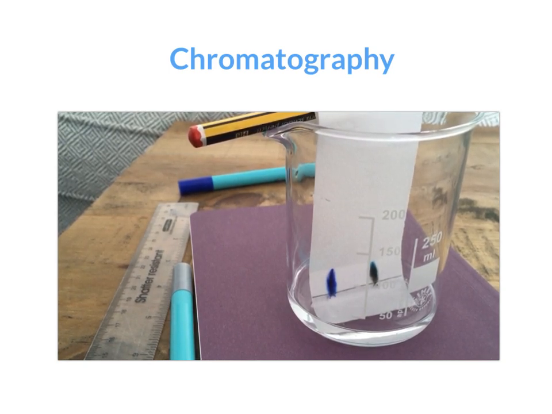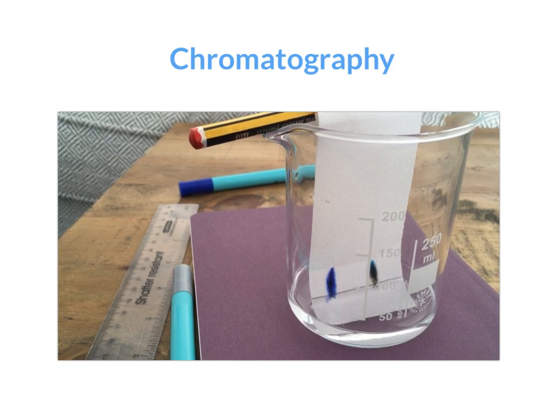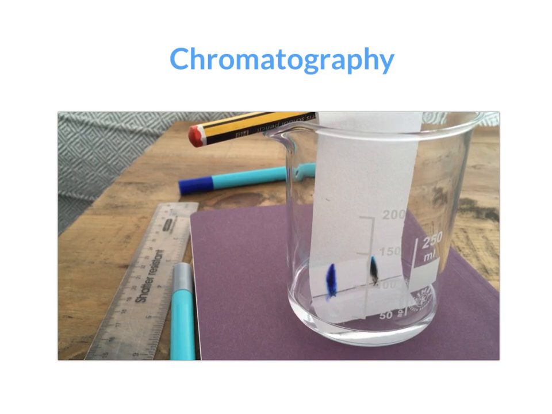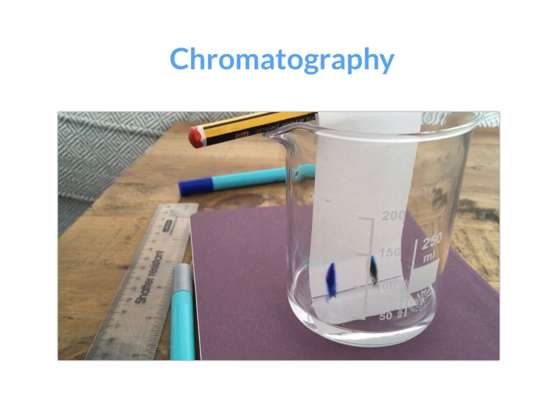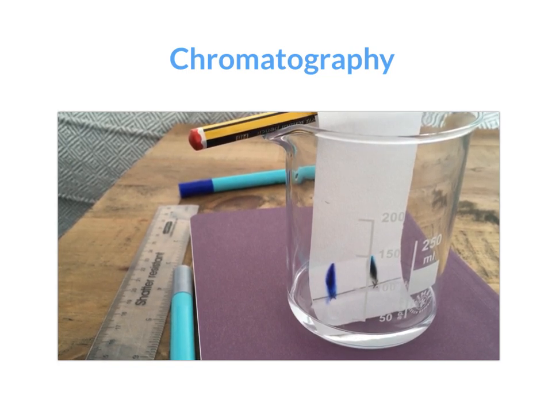So what we're going to do is leave that to separate out. I'm going to take a time-lapse video just to speed this up a little bit. But essentially what you're doing now is letting your water run until the water reaches nearly the top of the page, but we don't want it to totally reach the top of the page. And that's the advantage of using a pencil as well, so that it doesn't reach the very edge of the page.